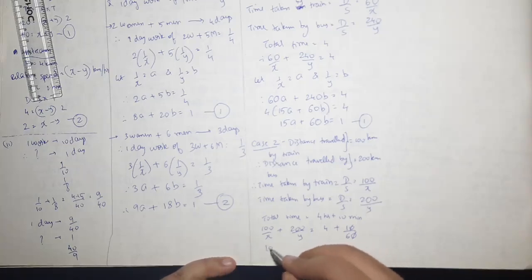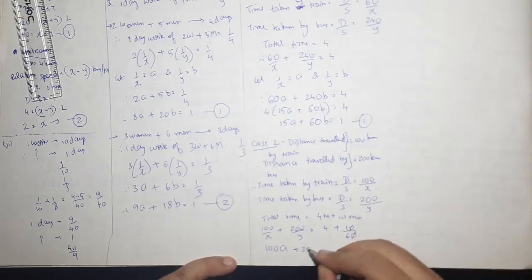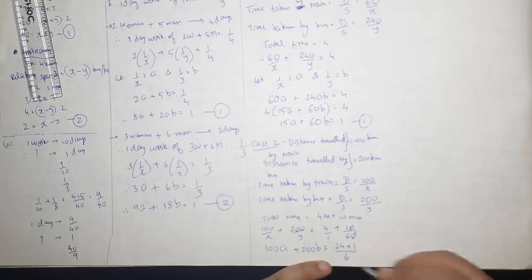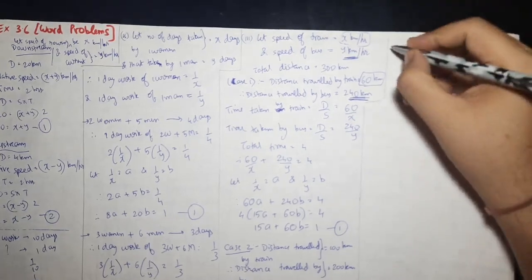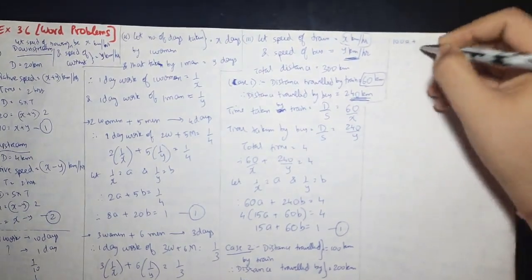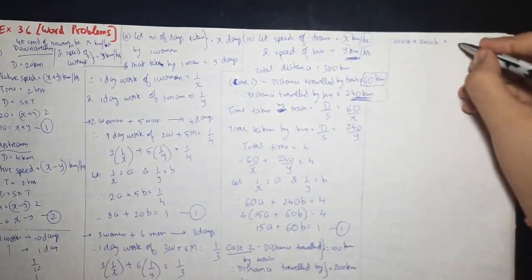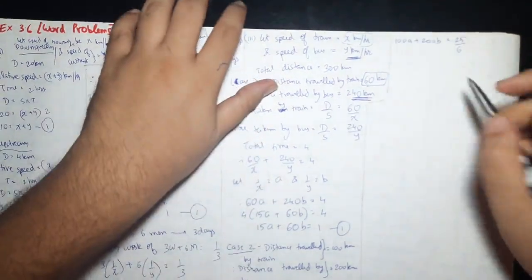This will be 100a, because already you have taken 1 by x as a, plus 200b equals, we have to take LCM on this side, 24 plus 1 upon 6. So this will become 100a plus 200b equals 25 by 6.